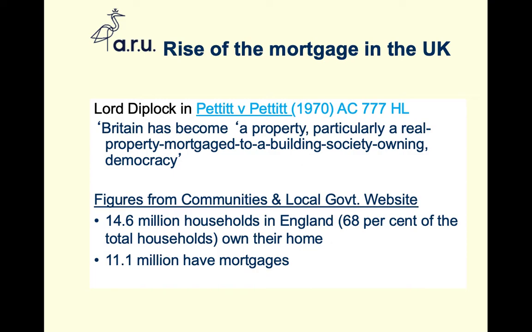That is huge. Obviously, then, of that 14.6 million households, 11.1 million currently have mortgages. They may have had mortgages previously and paid them off, but we're still talking about a huge percentage of people who have got some relationship with a bank and some hold in the land given to a bank.